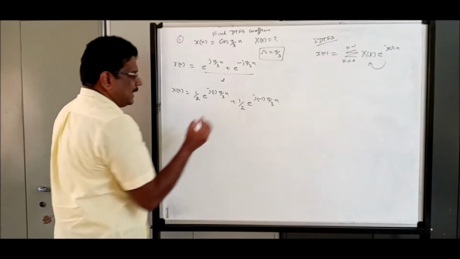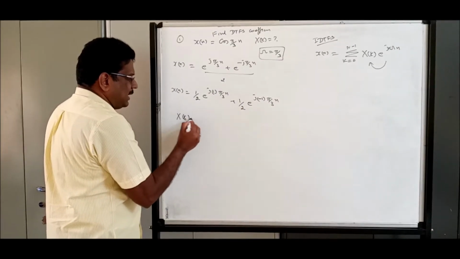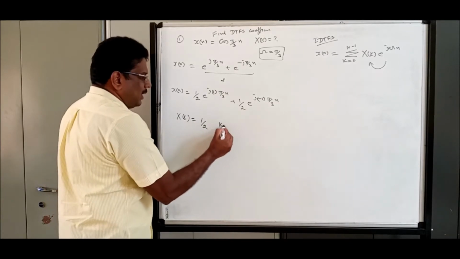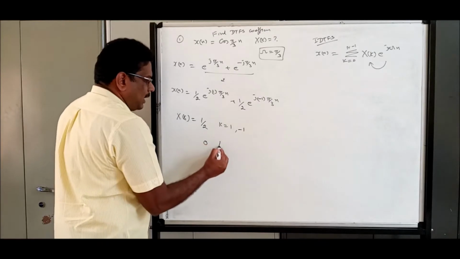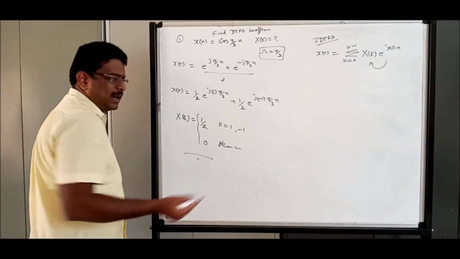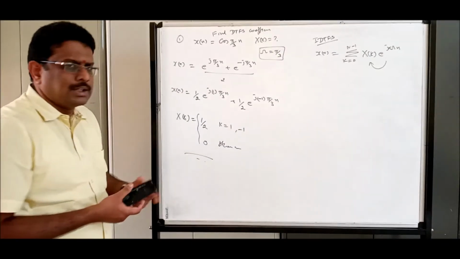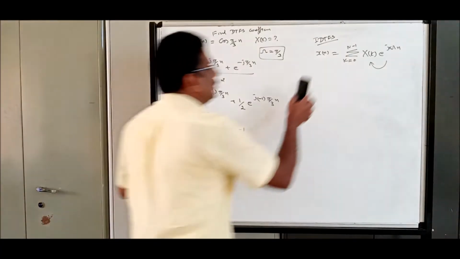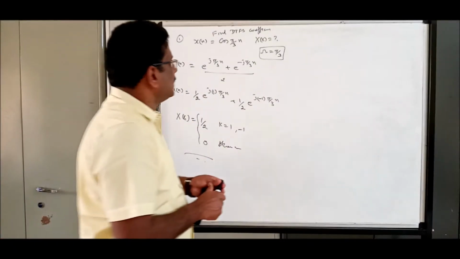So what is the k value? That's all. So x of k is equal to 1 by 2 when k is equal to 1, the same 1 by 2 for k equal to minus 1, and it is 0 otherwise. This is the final concept. In the same way, if you want the magnitude, it is 1 by 2 and the angle is 0 degrees. So we make sure that we find the coefficients. That is the idea.